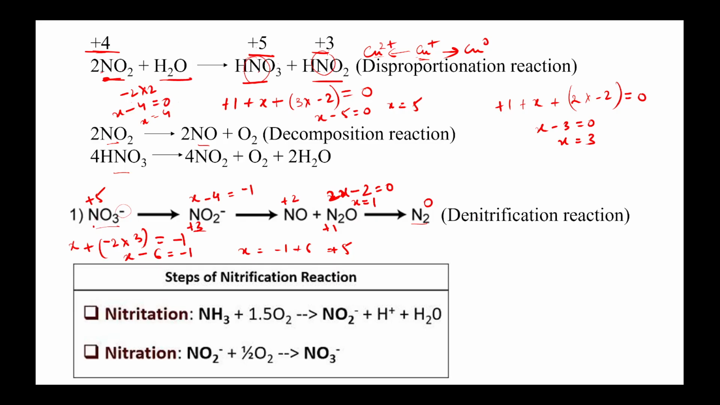So this is a reduction process. Denitrification is a reduction of nitrogen, from the most oxidized form, that is the nitrate, to the least oxidized form, that is the reduced form, the nitrogen gas. So denitrification is the reduction process, and the nitrification that we studied, these are the oxidation process.